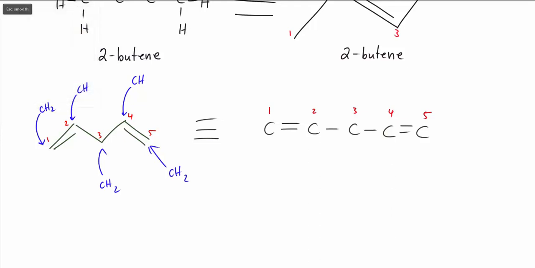And I need to attach the appropriate number of hydrogens. I would have 2 on carbon 1. I would have 1 on carbon 2. I would have 2 hydrogens on carbon 3. I would have 1 hydrogen on carbon 4, and I would have 2 hydrogens on carbon 5. Our octet can be filled with the remaining hydrogens on each carbon.